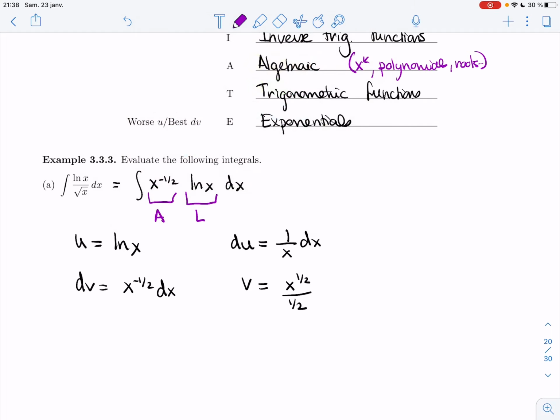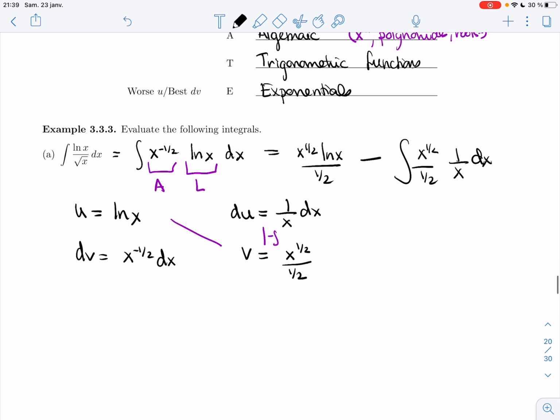All right, so I'm going to take this product minus this integral. So I'm going to have x to the 1/2 log of x over 1/2 minus the integral of x to the 1/2 times 1/2 times 1 over x. All right, so let me simplify this a bit. That 1/2 I'm going to bring to the top. It's going to become 2.